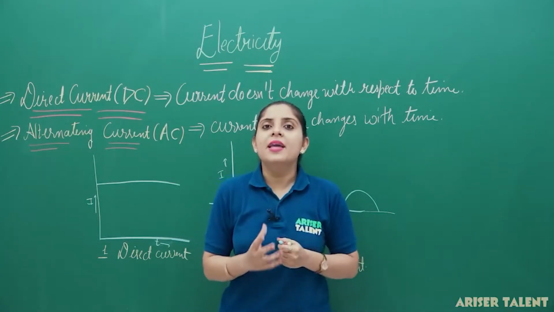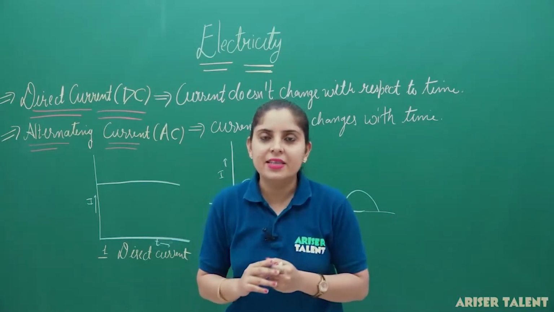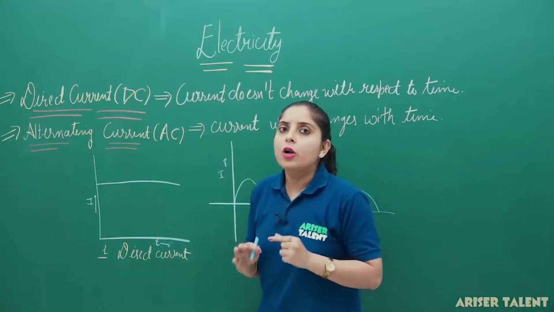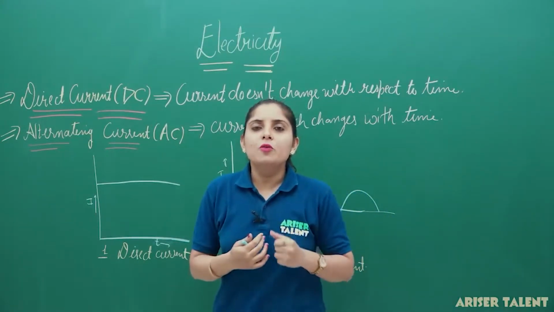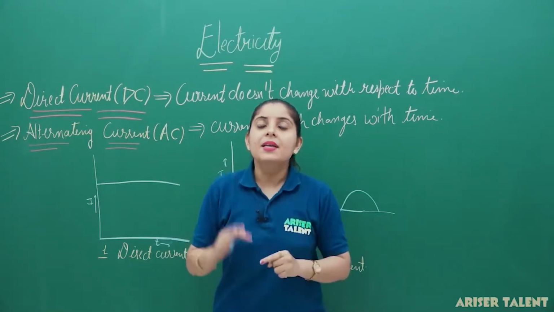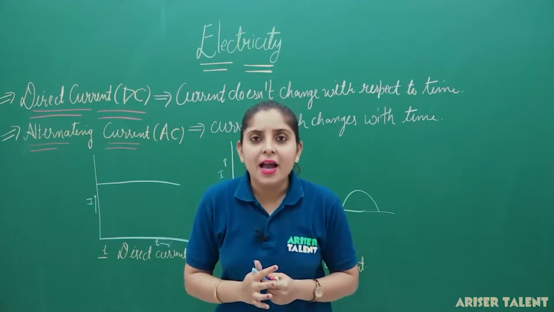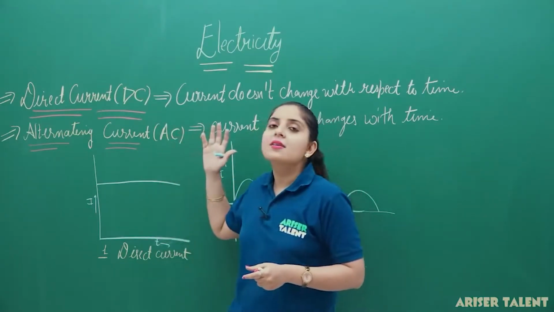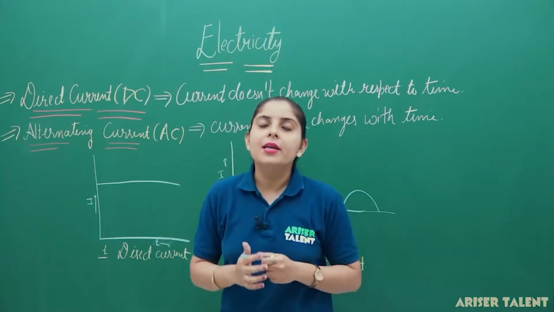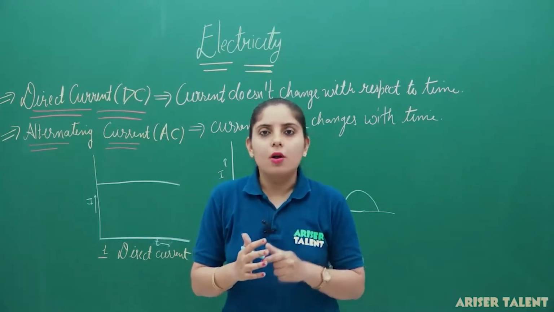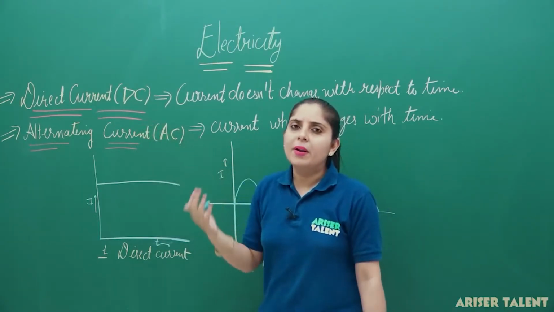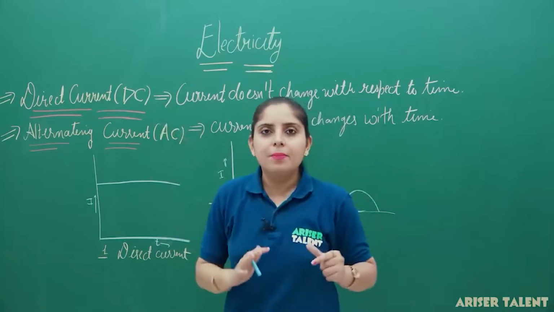Now, what are the next major differences between AC and DC current? DC current is not much hazardous. If you use DC current, you will not get much electrical shock. But AC current has a very high frequency, so it must be handled very carefully, because if it is not handled carefully, it will lead to electric shock. So it is not easy to use, it needs a lot of maintenance, and DC current is simply easy to use.